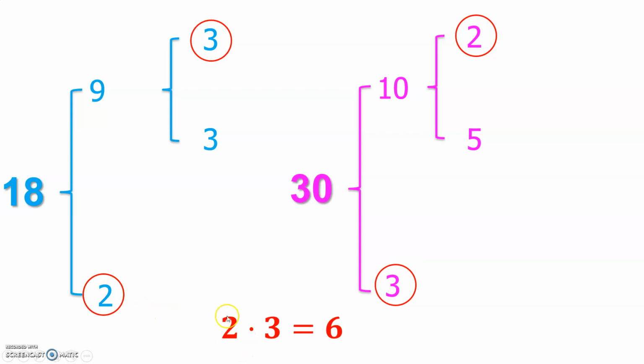So 2 times 3 equals 6. So my greatest common factor, the biggest number that goes into both 18 and 30, is 6. Now let's think about that. 18 divided by 6? Oh yeah, 6 goes in there 3 times, right? What about 30? Does 6 go into 30? Yeah, 5 times. So I know that 6 goes into both of those numbers, and it happens to be the biggest number that goes into both of those numbers. So that's the greatest common factor.